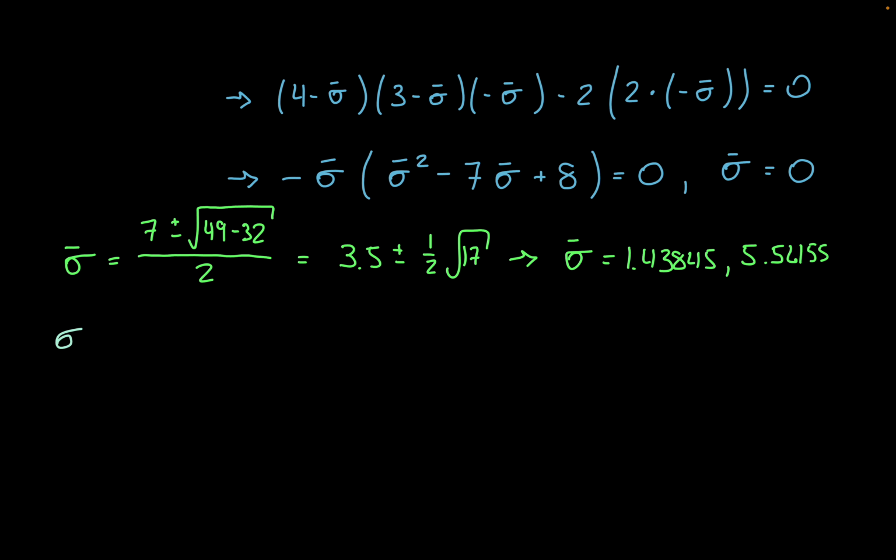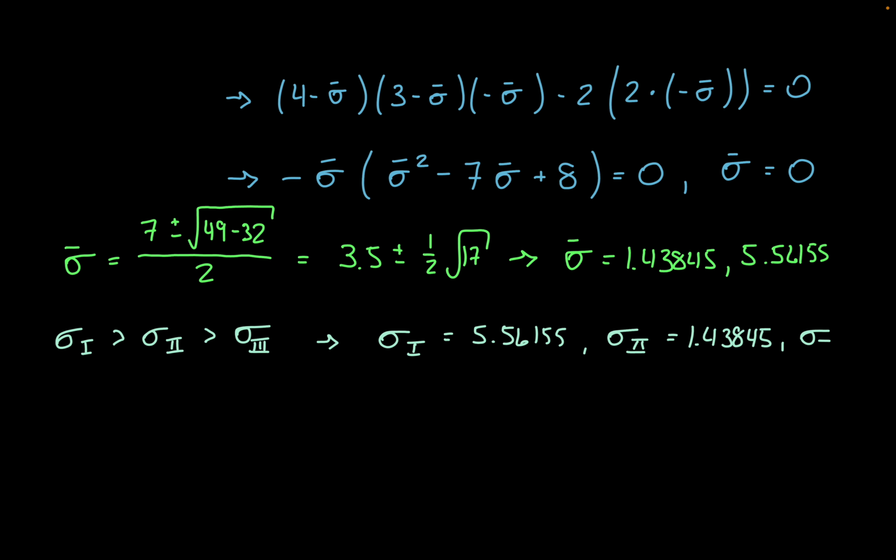Now, we're going to have a sigma 1, a sigma 2, and a sigma 3, essentially one corresponding to each eigenvalue that we found. Remember, we have the 0, the 1.4, and then the 5.5. So essentially, sigma 1 is going to be greater than sigma 2, and sigma 2 is going to be greater than sigma 3. So by this standard, we can say that sigma 1 is going to be equal to 5.56155. Sigma 2 is going to be equal to 1.43845.